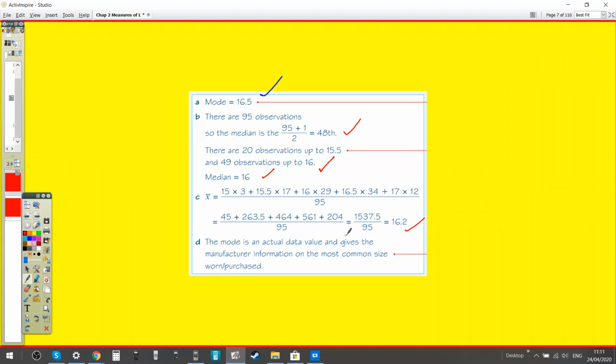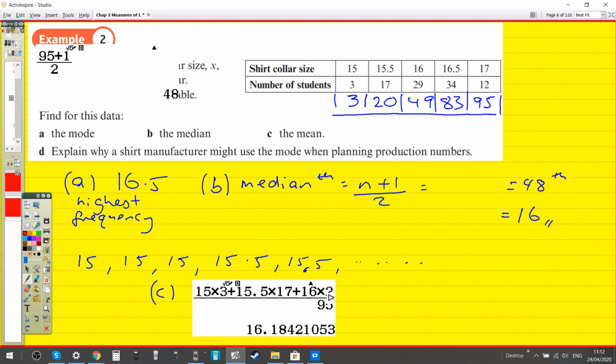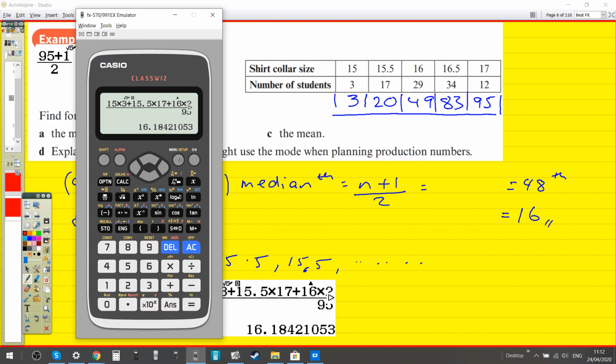The mode is an actual data value and gives the manufacturer information on the most common size. Yes. Now, let me see. Menu, is it statistics? Menu, statistics, one variable. Do you have frequency switched on? So menu, statistics, one variable. Okay, I've got it now. And do you have frequency on? No. Just X. So I think it's shift menu for setup.